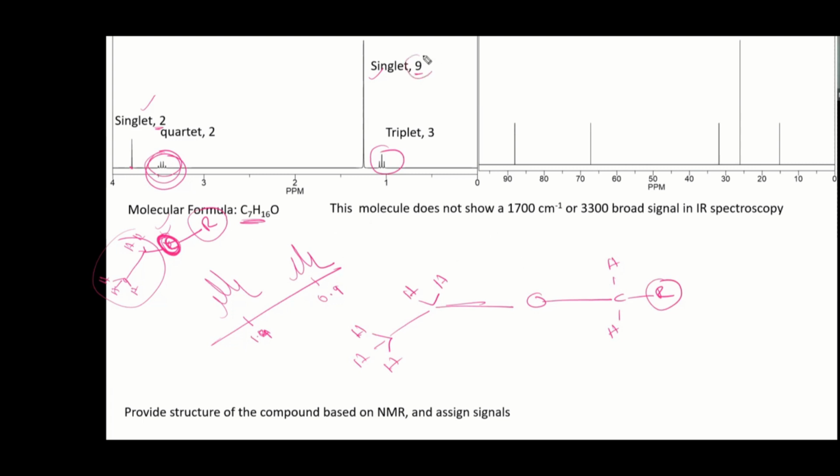When you see a singlet for 9 hydrogens, what are these hydrogens going to correspond to? Can you guys tell me? It's a single peak, 9 hydrogens. What are they going to be?